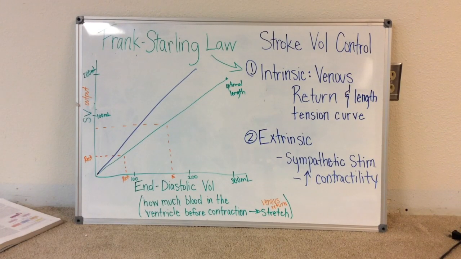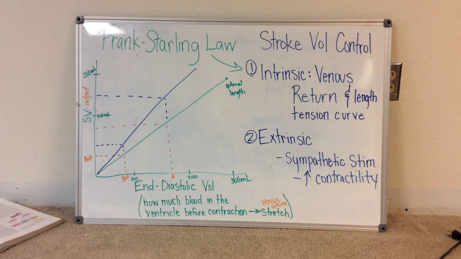Now, if we look at the extrinsic control of stroke volume, we see that sympathetic stimulation increases the contractility of the heart. This means that for a given end diastolic volume, there is going to be a greater stroke volume because we've increased the contractility of the heart. This increase in contractility increases the amount of tension and cross bridges a cardiac muscle is able to generate. This leads to a greater force that allows for a greater output.